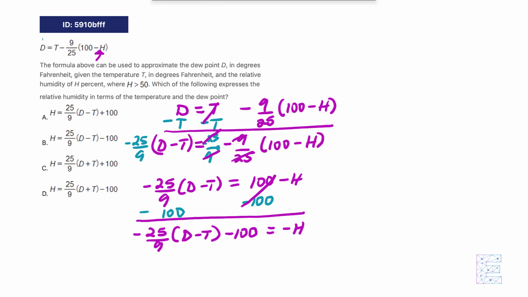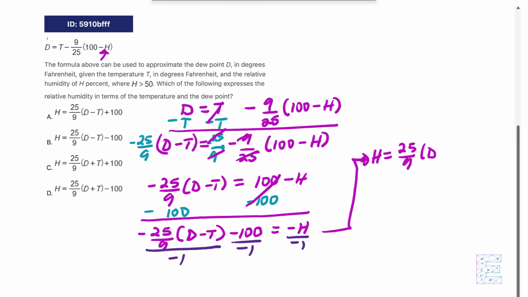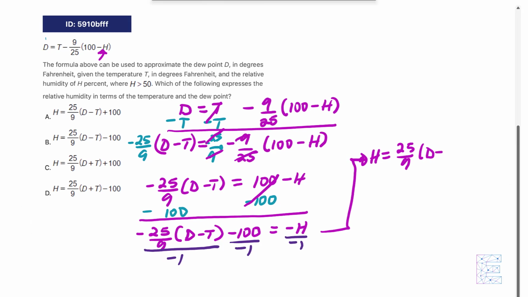But remember, we don't want negative h. We want a positive h, which means we need to get rid of this negative that's dangling over here. To do that, you need to divide each term by negative 1, like so. And what that does is change all the signs to the opposite sign. Let me move this up here for the final answer. So we now have a positive h equals 25 over 9, quantity d minus t plus 100, which is answer choice A.